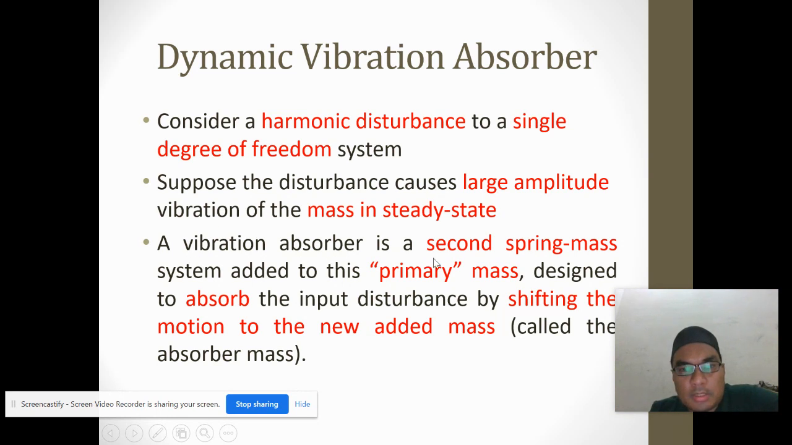So a vibration absorber is a secondary spring mass system added to the primary system. This is our first degree of freedom system, and this is our second degree of freedom system, designed to absorb the input disturbance by shifting the motion to the newly added mass. It means that all the vibration of the primary system is shifted to the DVA mass. In theory, the primary system vibration will become 0, and all the vibration will transfer to the DVA. That's what we call the absorber mass.